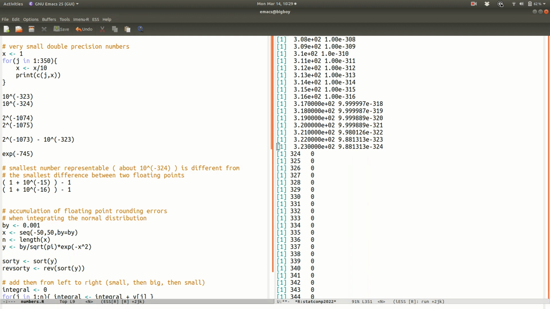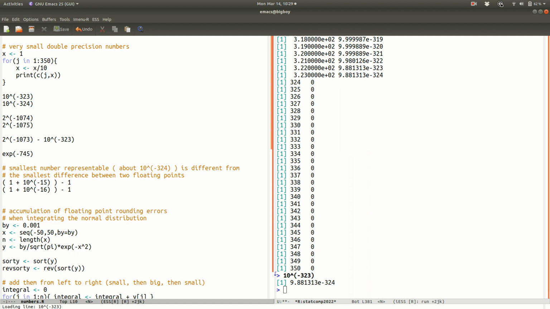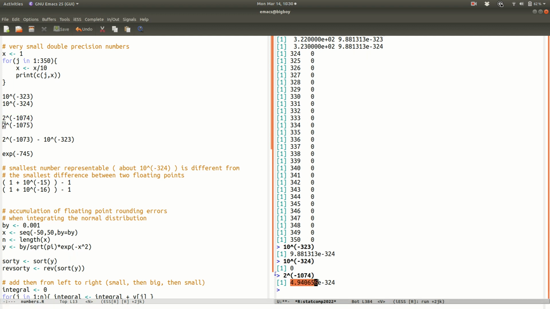Okay, so you can see this happen here. So this really should read 1 times 10 to the minus 323, but it does not because of the discreteness of the floating point system. And this one reads as 0, whereas it should read as 10 to the minus 324. Now in binary powers of 2, this happens at minus 1075. So that's that number. So we actually got a number that's a little bit smaller than this one.